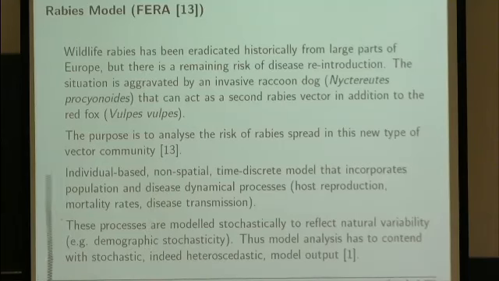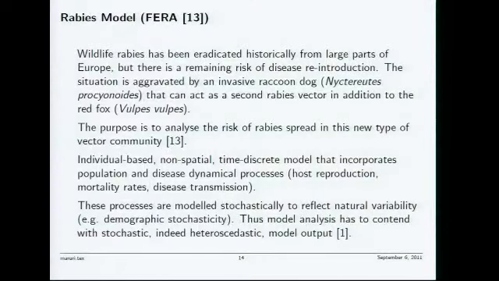Okay, so now I'm moving into the third bit I promised you. This is a rabies model. Historically, rabies has been eradicated from large parts of Europe, but there is a remaining risk of reintroduction, and essentially there is a second vector, an invasive raccoon dog, that can potentiate the rabies in addition to the usual red fox. Now, this is a simulator, the purpose of which is to analyze the risk of rabies spread in this new type of vector community, which includes the raccoon dog.